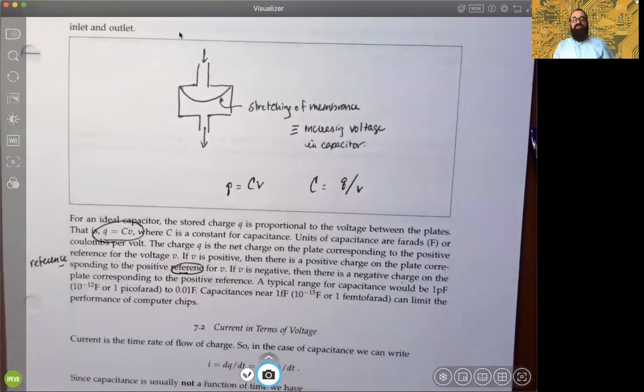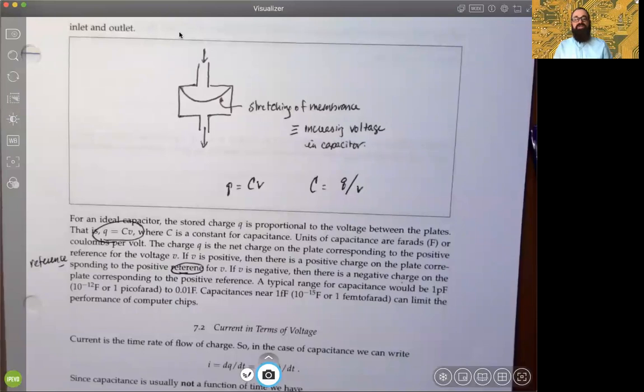Now, if the voltage is negative, then we say there's a negative charge on the plate corresponding to the positive reference. So again, we designate one of the plates as positive reference, all right? And we just need to specify which situation we have, depending upon whether the voltage is positive or negative, okay? So we'll mention that in just a second. So we're assuming that the current is coming into the positive reference, and if the voltage is positive, everything's fine. If the voltage is negative, then we have to end up getting a negative sign to get energy stored.